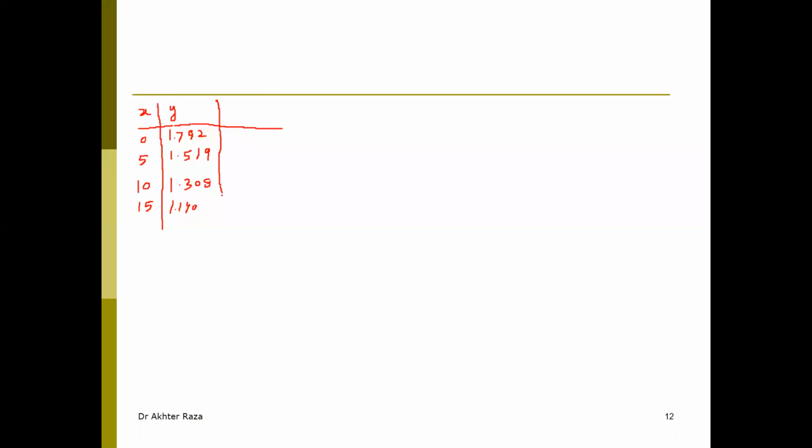The first column will be delta y, and this can be calculated simply by differencing. So you have to take the difference of these two. This difference is known as delta y naught. This difference is known as delta y1. So you have to calculate these differences. I am writing these differences here. This is delta y2.